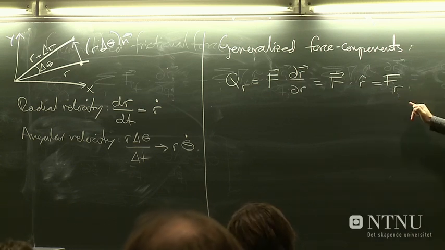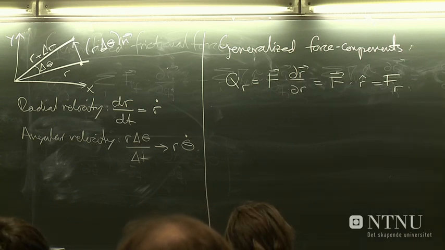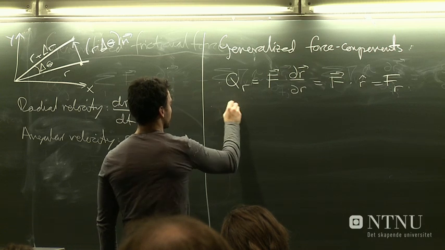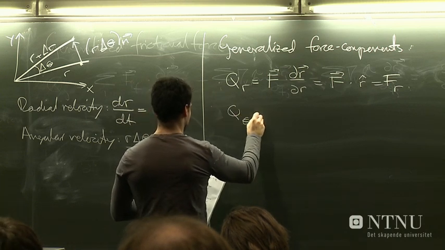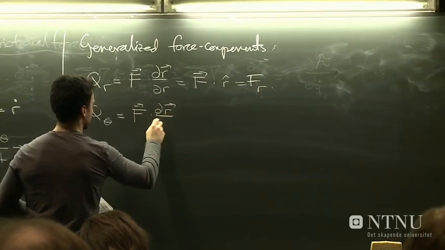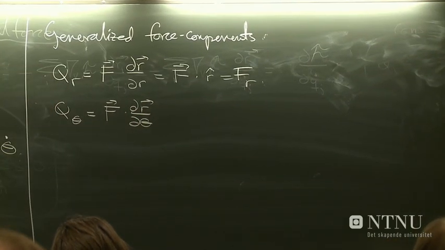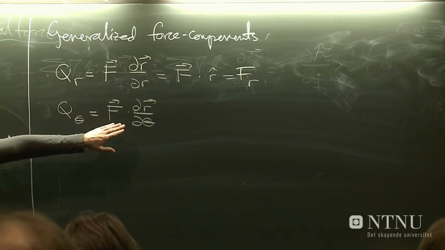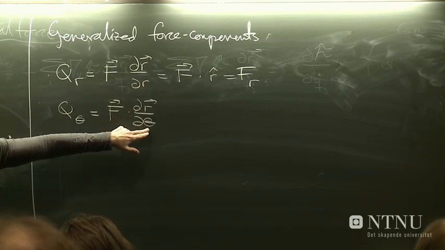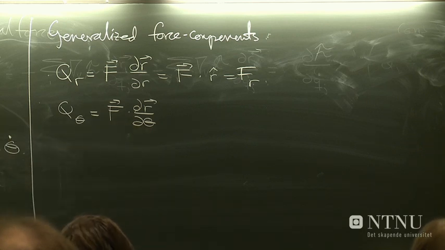We can use this notation. And then we have the angular part of the force. Again, we use the definition of the generalized force like this. So keep in mind that r and theta are our generalized coordinates. They are our small q's in the system, the generalized coordinates.